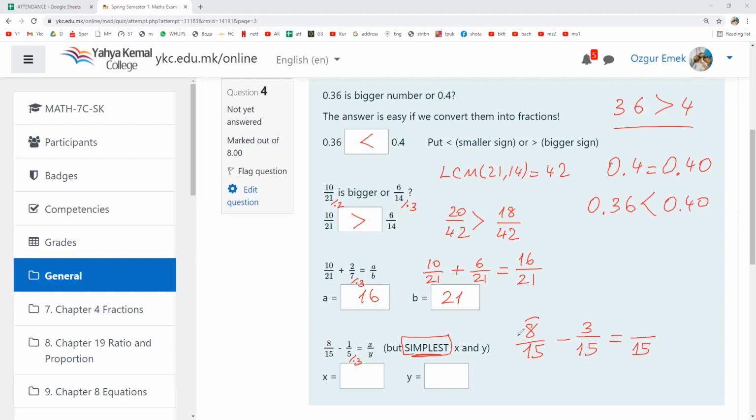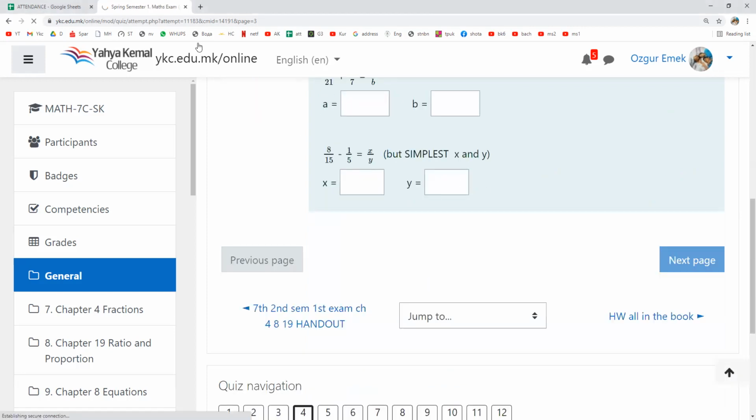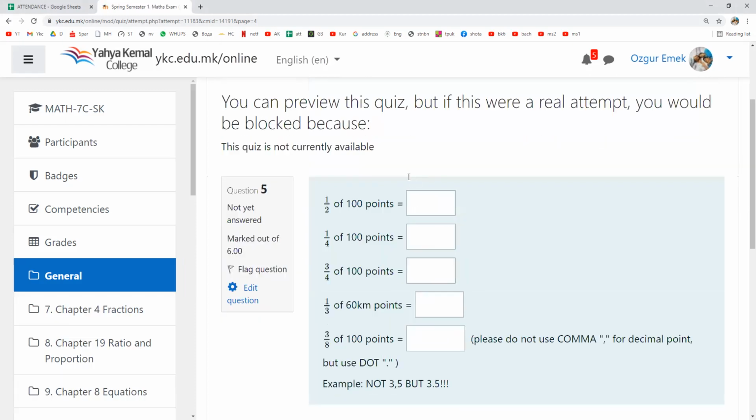We don't write 15 minus 15. 8 minus 3 is 5. Here, 21 plus 21, we don't operate on denominators. Only numerators are operated on. Be careful. Here, 5 over 15 is not the simplest form. If we divide each by 5, we get 1/3. So x should be 1, y should be 3. One half of 100 points.